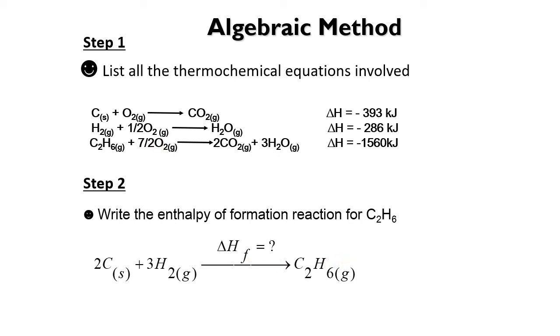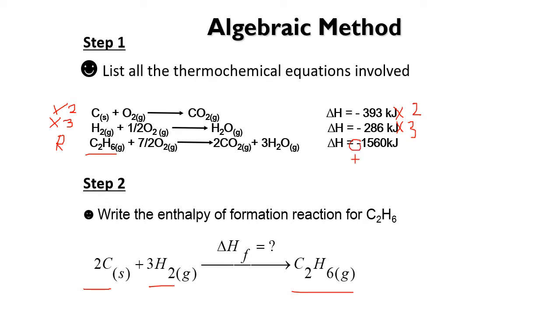First, we check. C2H6 in the targeted equation is on the product side, but in the given equation it is a reactant. That's why I need to reverse this equation. Then there are 2 moles of carbon, but here only 1 mole, so the whole equation needs to be times 2. And there are 3 moles of hydrogen, so the whole equation needs to be times 3. While doing this, the enthalpy also needs to be times 2, times 3, and then reversed, so the negative sign will change to a positive sign.